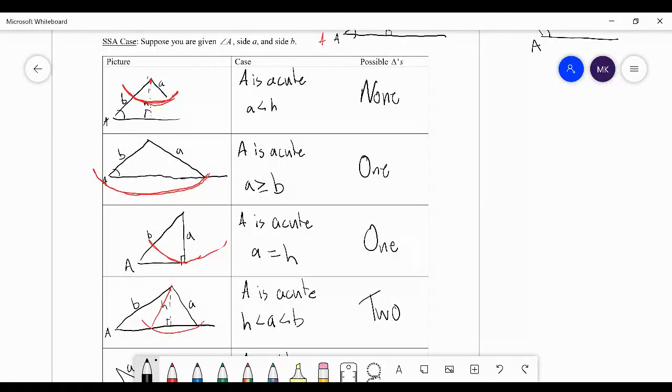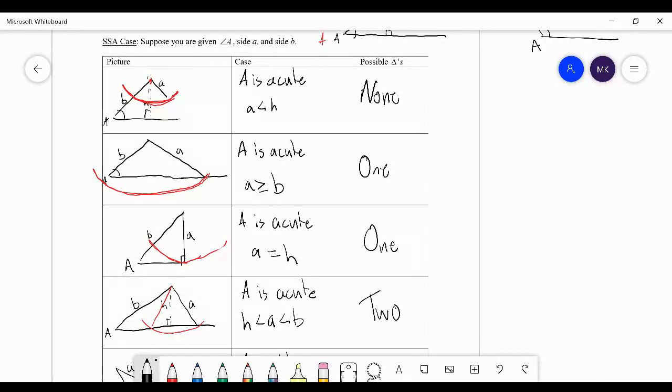And so what I need to figure out, if you look at the other cases, it's all about the relationship to h. If a is less than h, then we have no possible triangles. If a is equal to h, we have one triangle. And if a is greater than h, we have two triangles.